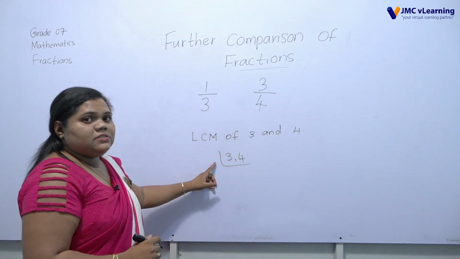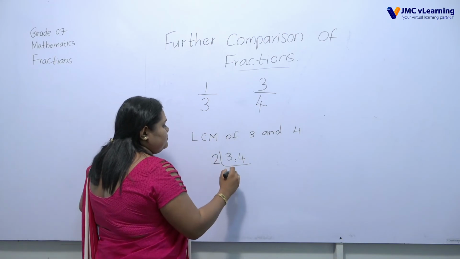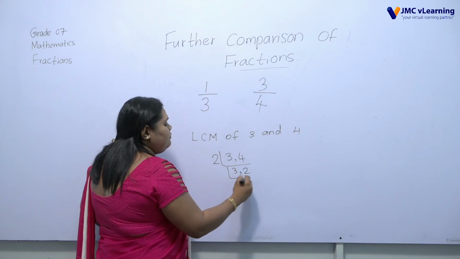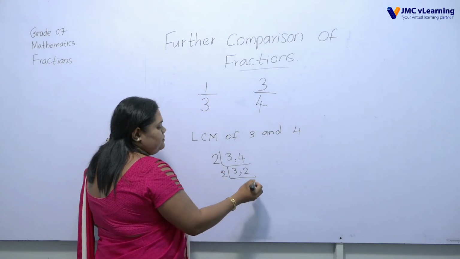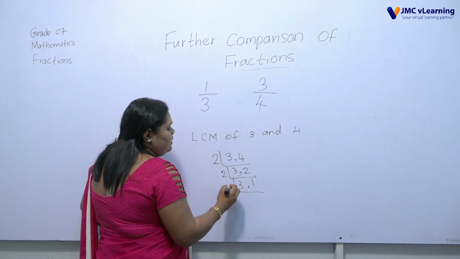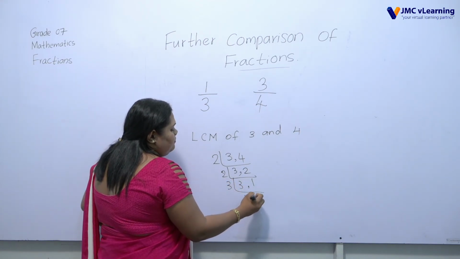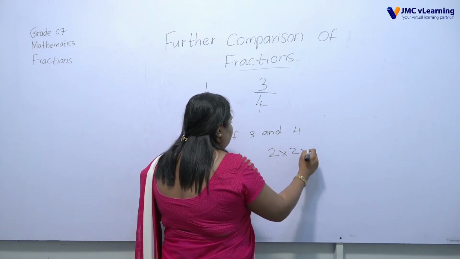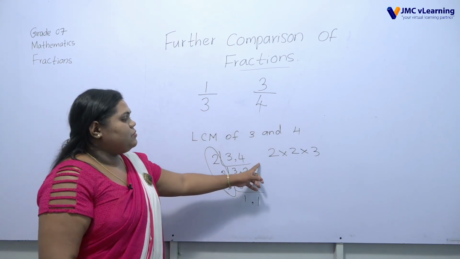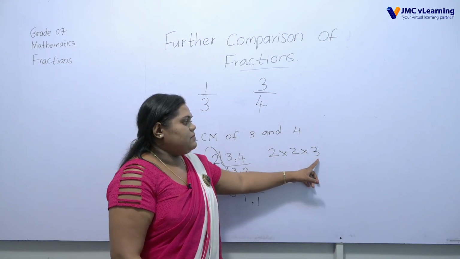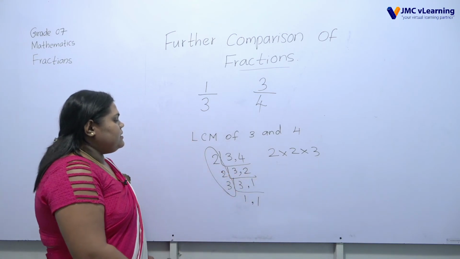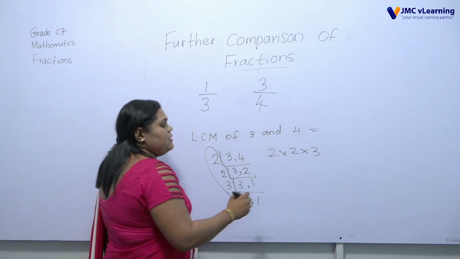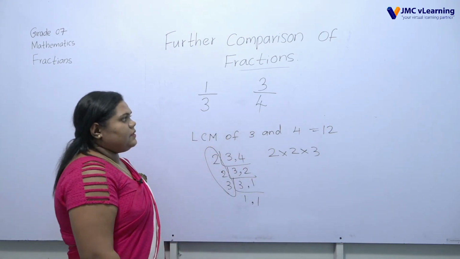So first you divide this 4 by 2. 4 divided by 2 is 2. Again we can divide this 2 by 2. 1, and 3 is remaining. After that we can use 3. 1, 1. After that you multiply these together. 2 times 2 is 4. 4 times 3 is 12. Okay. What is the LCM of 3 and 4? The answer is 12.